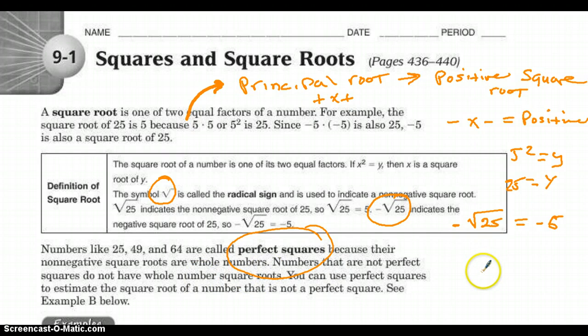Now you have to remember, whole numbers are not integers. Integers include negative 5, whereas a whole number would be 5. Numbers that are not perfect squares do not have whole number square roots, and you can use perfect squares to estimate these. This is something we definitely are going to have to take an in-depth look at, to make sure that we understand how to estimate the root of a non-perfect square.